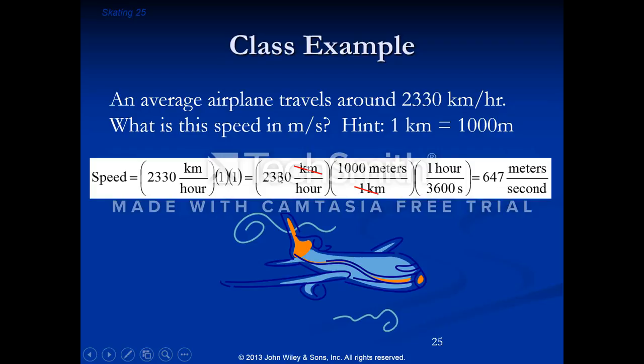3,600 seconds. So we take our 2,330, multiply by 1,000, multiply by 1, divide by 1, divide by 3,600, and what we find is that the airplane is moving at 647 meters per second. Did you get the right answer? I hope so. Cool, good.